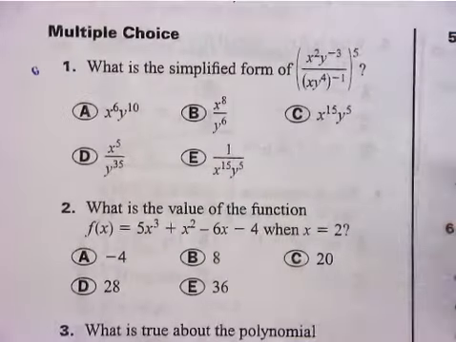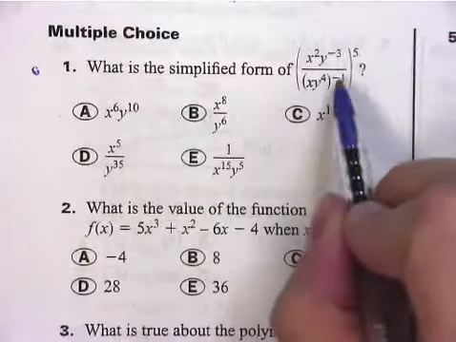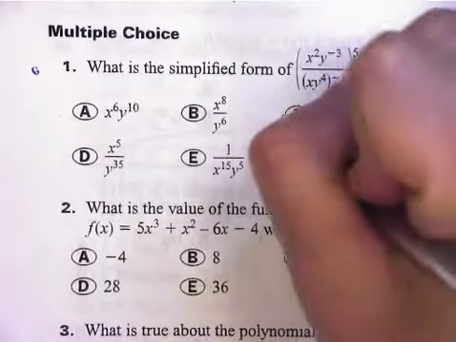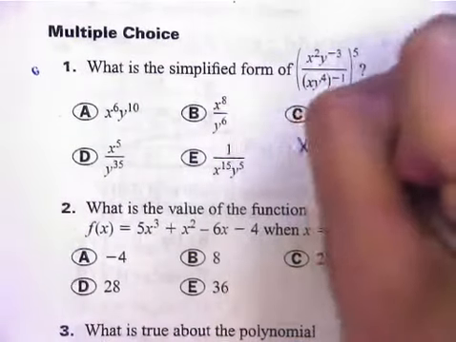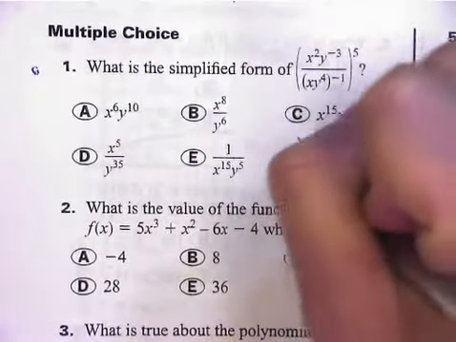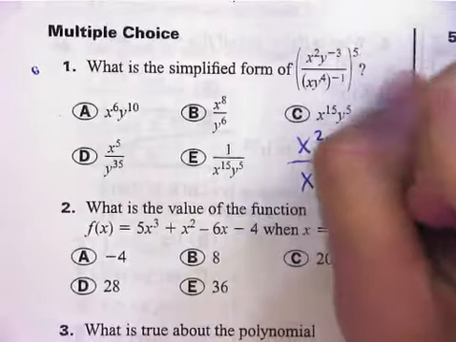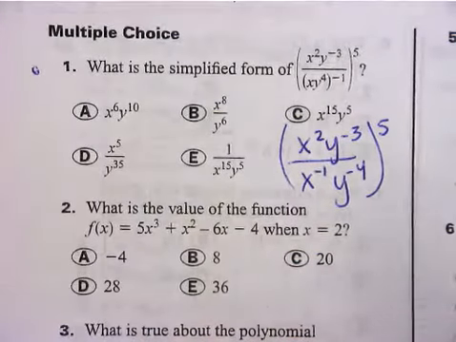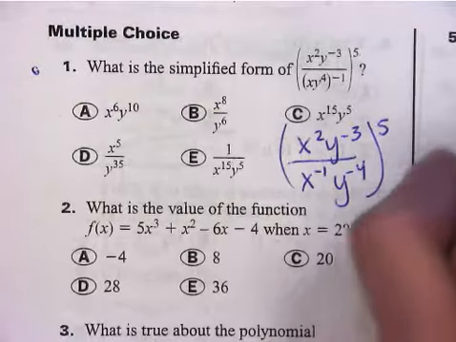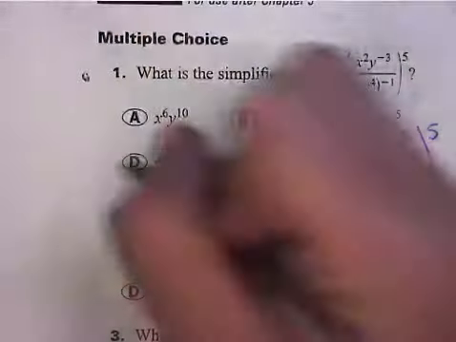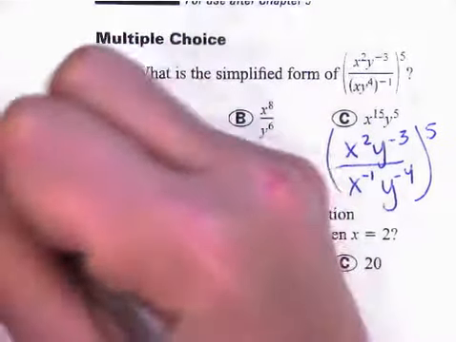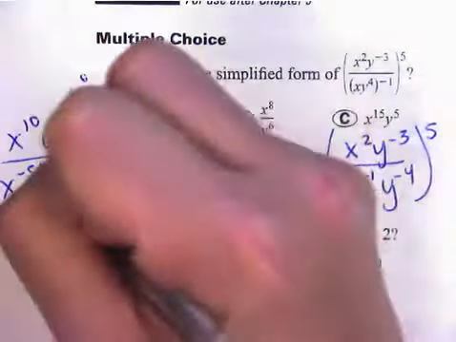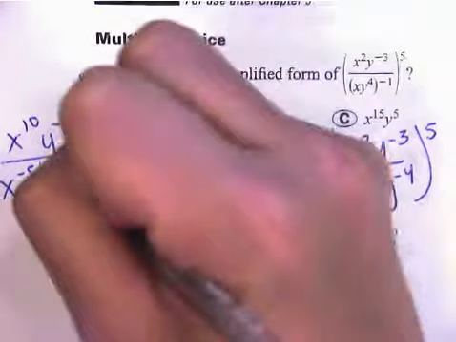Let's see, I've got to distribute this negative first power in the innermost parentheses first. So I'm going to have x squared y to the negative third over x to the negative first y to the negative fourth, and this is all to the fifth power. When I distribute the fifth power, I get x to the 10th, y to the negative 15th. I'm multiplying the powers, x to the negative 5th, and y to the negative 20th.